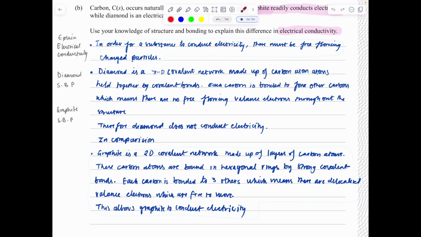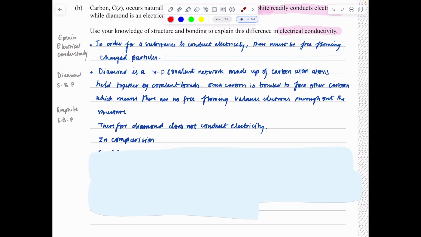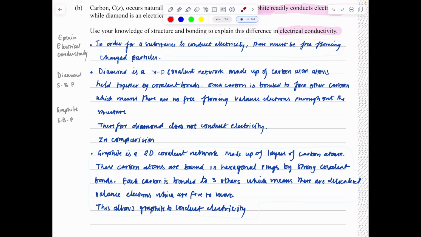Okay, it's a 2D covalent network made up of layers of carbon atoms. So these atoms, if you have a look at a diagram, are arranged in hexagonal rings, and they're bonded with strong covalent bonds. Okay, unlike diamond, each carbon is only bonded to 3 others, which means that there's going to be a delocalized valence electron per carbon, okay? There are going to be delocalized valence electrons.